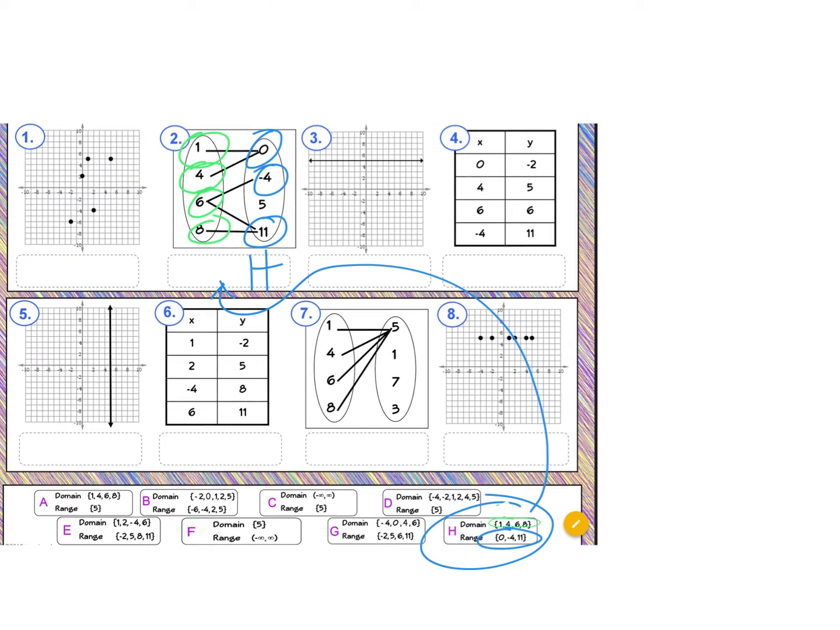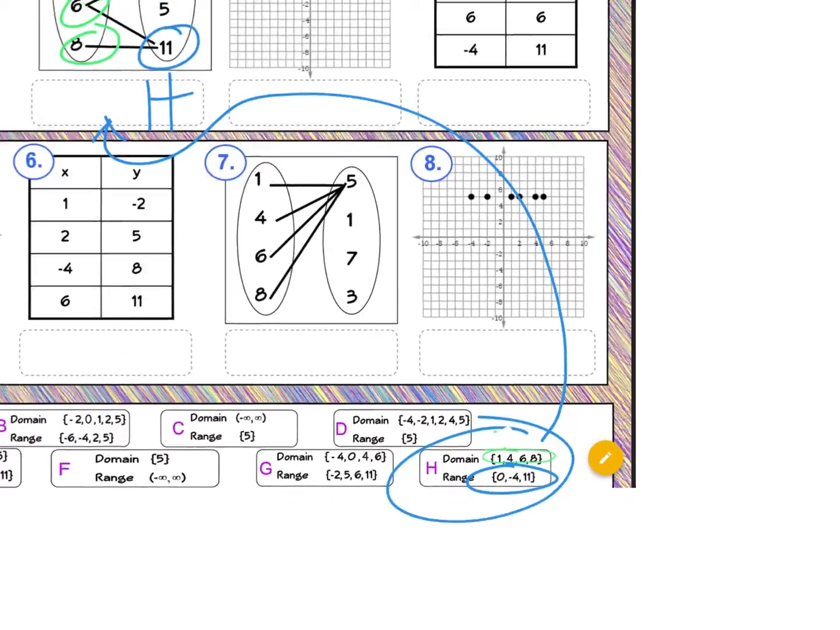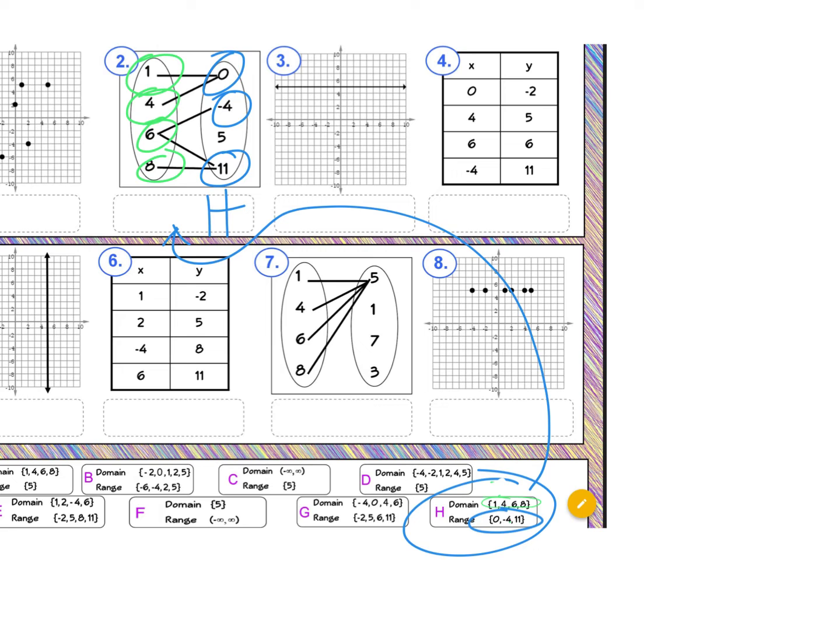Is there an arrow that goes to the 5? No. That's why. So what is the domain? If we're just taking a guess right now, 1, 4, 6, 8. What is the domain? What are all these numbers right here on the left-hand side of the mapping? Those are your X's, right? 1, 4, 6, 8. And then what are the numbers on the right-hand side? Your Y's. And look, there's your range.